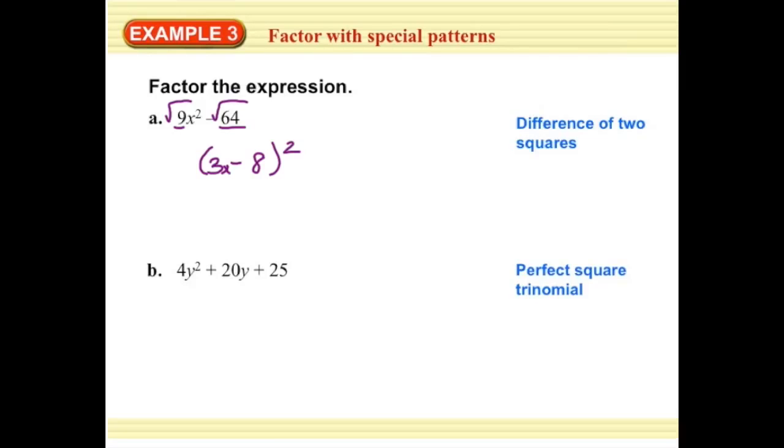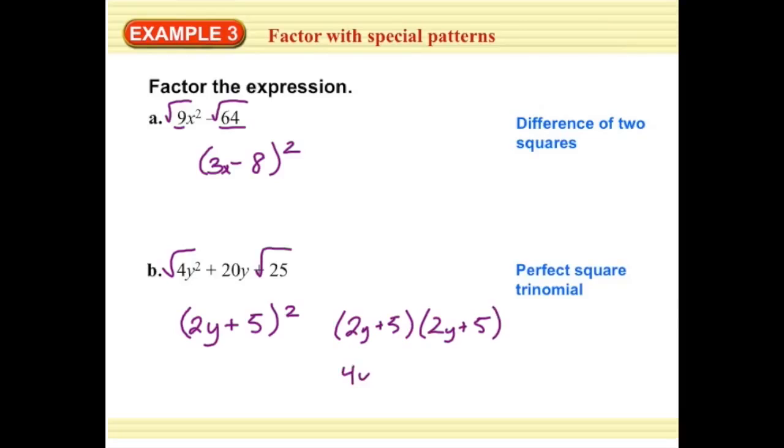Same thing here. Take the square root of the 4 and the square root of the 25, and I get 2y plus 5 squared. And if I FOILed that out, 2y plus 5 times 2y plus 5, I would get 4y squared plus 10y plus 10y plus 25, which is the same as 4y squared plus 20y plus 25. Those are definitely much simpler than having to break everything down.